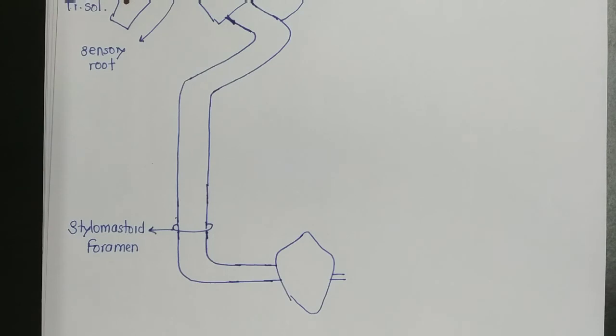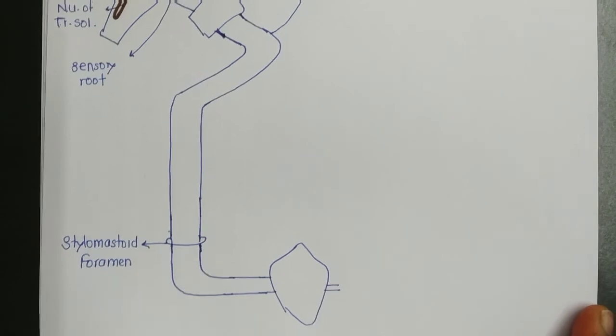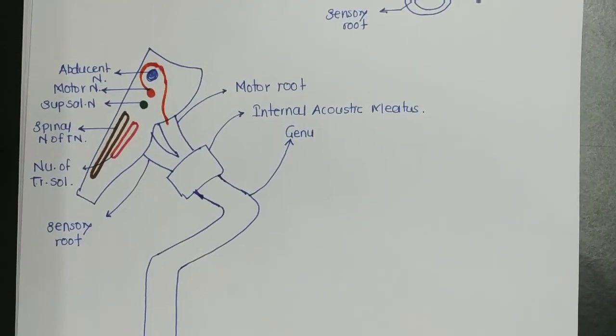Within the parotid gland, it runs forward for about 1 centimeter, crossing the retromandibular vein and external carotid artery. And then it divides into 5 terminal branches which emerge at the anterior border of parotid gland. These branches we are going to see when we go for the branches of the facial nerve. So this is the complete course of the facial nerve.